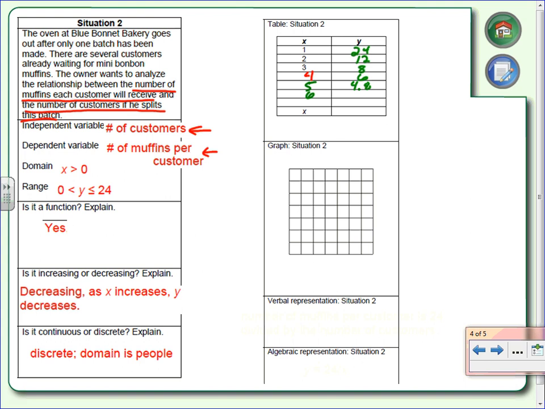What if there's 6 people? How many do they get apiece? 4. Okay. Let's do one more here. What about 7? There's 7 people in line. How many do they get apiece? About 3.4. But again, can you really give out 0.4 muffins? You have to give out whole muffins.